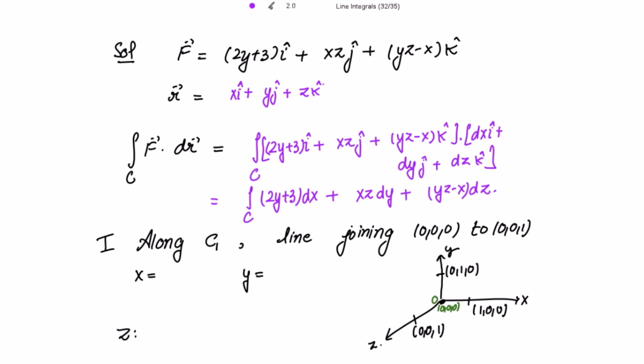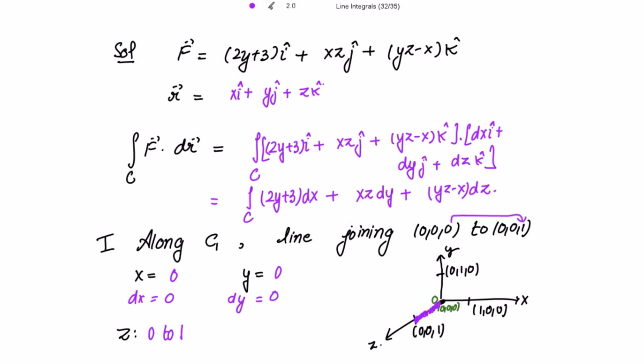Now they are saying that the curve joins first from the origin to 0, 0, 1. So this is your origin and this is the point 0, 0, 1 on the z-axis. This is the line joining the origin to the point 0, 0, 1. On this line, you will notice that x is 0 and y is also 0, so dx is 0 and dy is also 0, and z varies from 0 to 1.